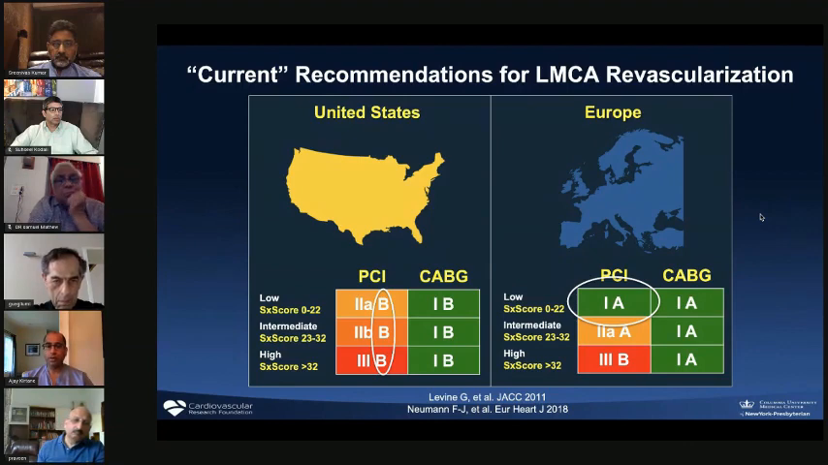I personally, on the basis of EXCEL, and I was even saying this at 3 years, feel that CABG should be 1A and PCI should be 2A, reserved for those patients who either don't want to have bypass surgery or for those patients in whom bypass is deemed to be too high risk or some other factor for it.